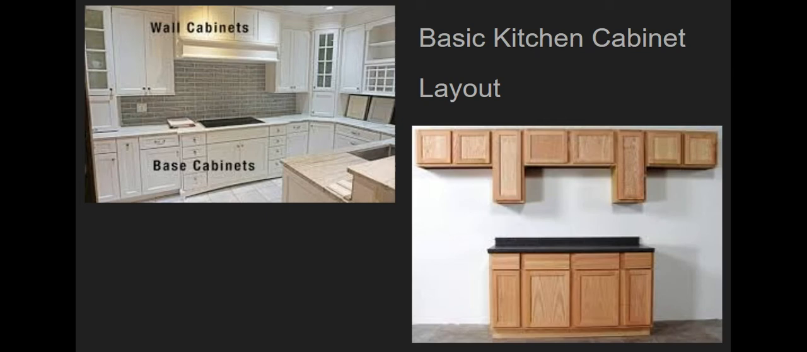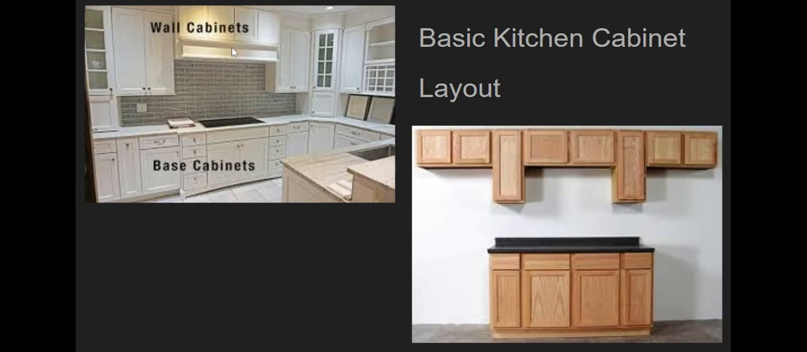All right, so this is a basic kitchen cabinet layout. And if you look over here, we have cabinets that are mounted on the wall, and they're called wall cabinets. Okay, you see these all up here. And then down at the bottom here, where the sink and the appliances are, those are referred to as base cabinets or bottom cabinets. Some people call them upper cabinets and lower cabinets. That's fine too, but technically we're looking at wall cabinets and base cabinets.